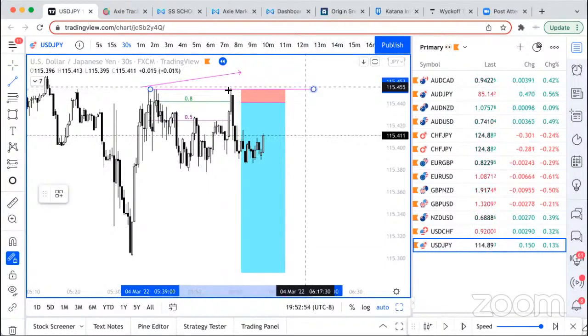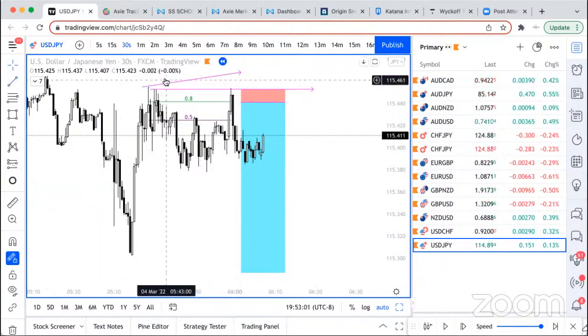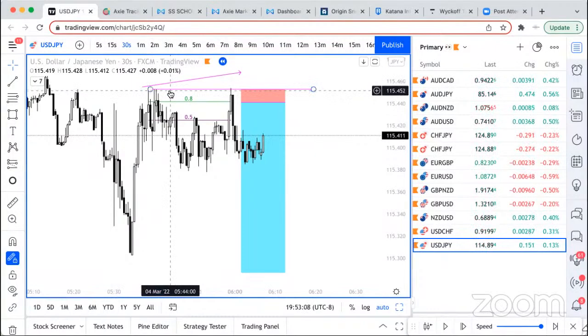If we were to just play that high, we definitely would have got stopped out. So just with that in mind, when it's not too much of a difference, I'm always willing to just throw the extra 0.2 pips.